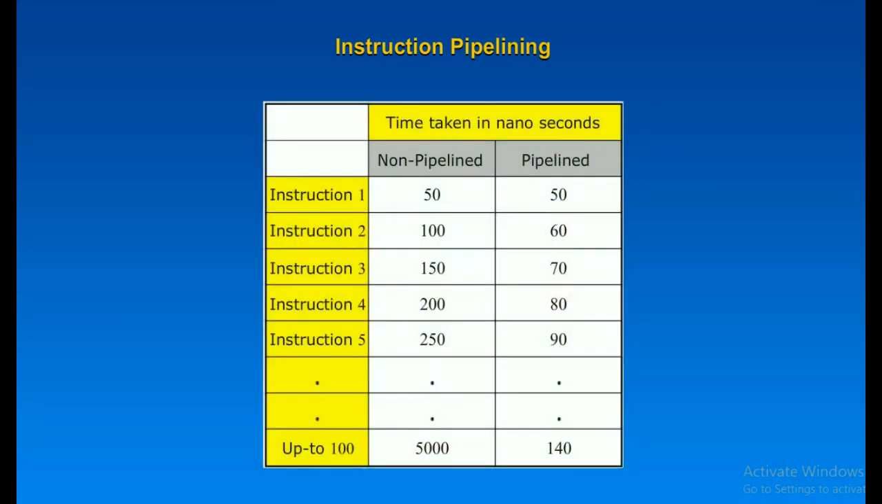The first instruction comes out of the pipeline after 50 time units. Instruction 2 after 60 time units, instruction 3 after 70 time units, and so on. Now, if we compare the time required to execute instructions in both these cases, we find a huge reduction in the time required to execute instructions in pipelined system. By pipelining, there is speed up in the process.